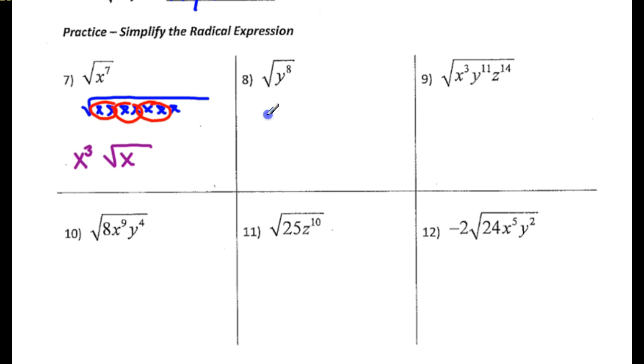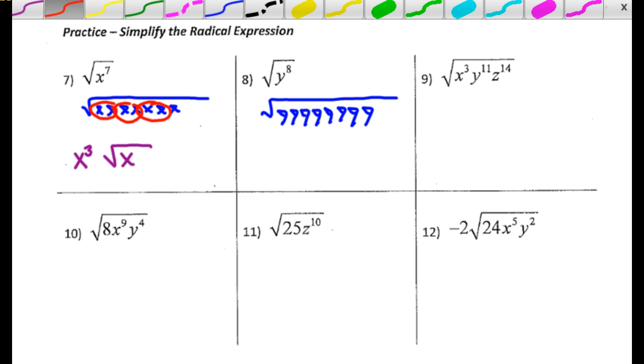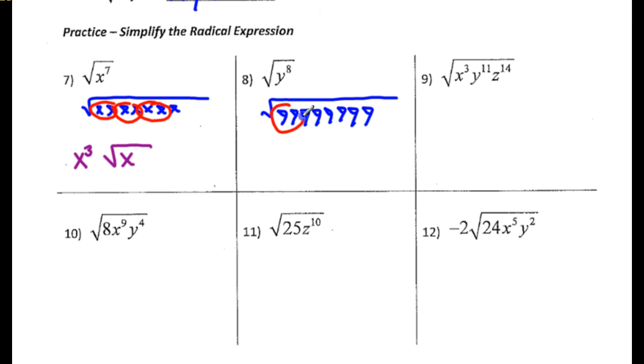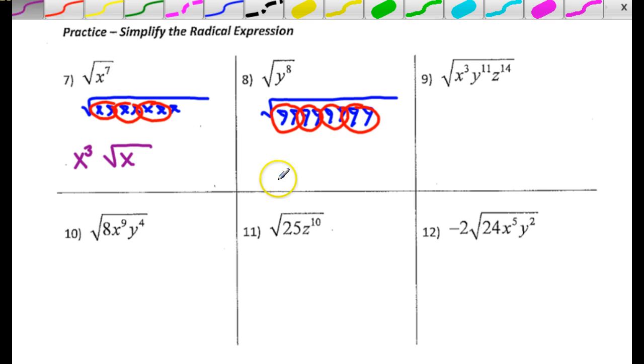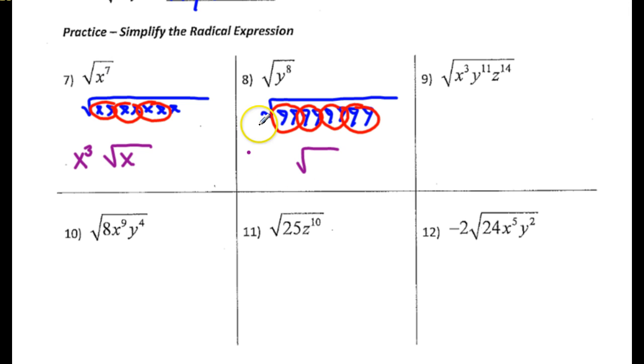Y to the 8th power. So that means I have y, 1, 2, 3, 4, 5, 6, 7, 8 times. So now let's go through and make our pairs. I got 1 pair, 2 pairs, 3 pairs, 4 pairs. So let's put that in the form of our answer. 4 pairs of y's came out, so y comes out, and then there's 4 pairs, so 4 exponent. Now what stays inside? Nothing.